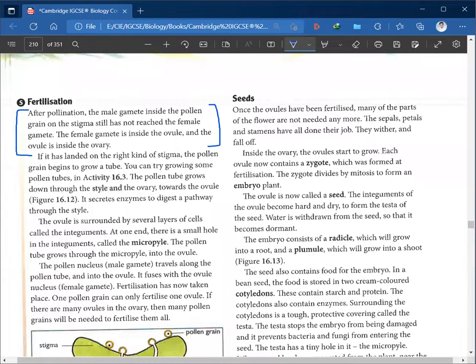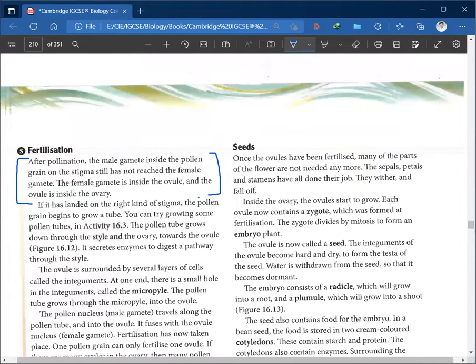Fertilization. After pollination, the male gamete inside the pollen grain on the stigma still has not reached the female gamete. The female gamete is inside the ovule, and the ovule is inside the ovary. Okay. So what happens after the gametes have reached the flower?